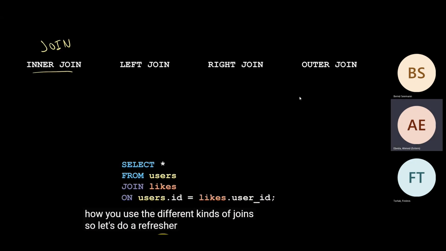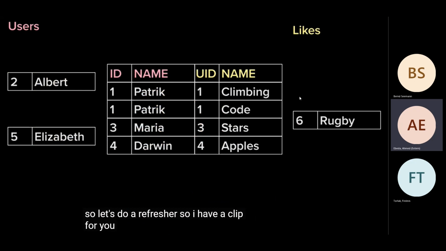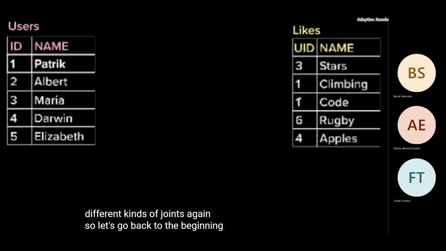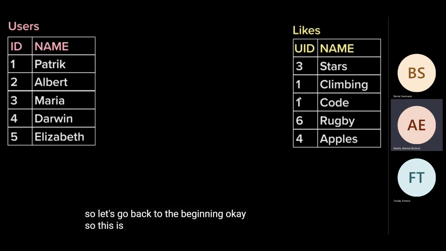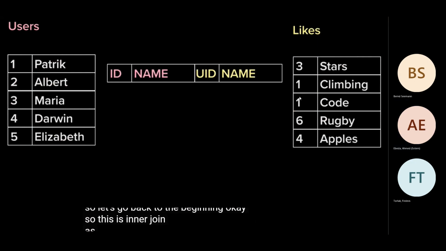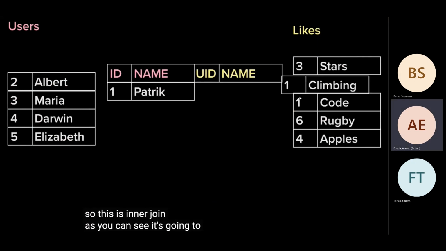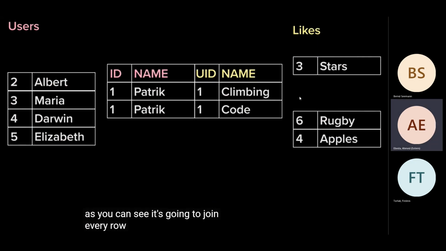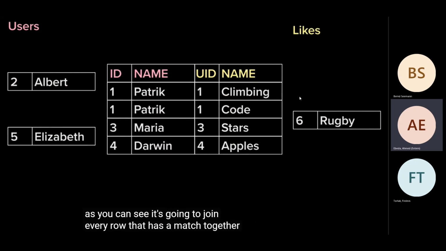So let's do a refresher. I have a clip for you, and we are going to go through the different kinds of joins again. Let's go back to the beginning. Okay, so this is inner join. As you can see, it's going to join every row that has a match together, and then it's going to leave the other ones out.